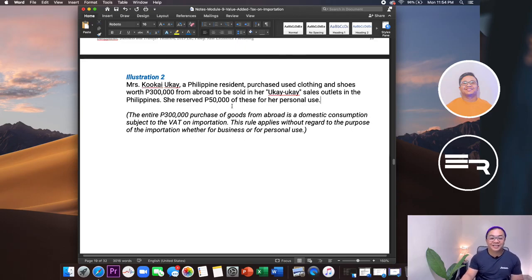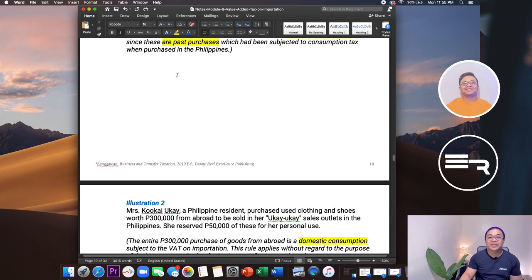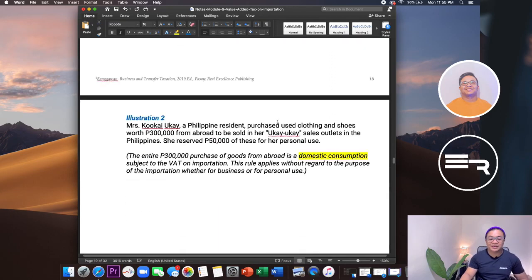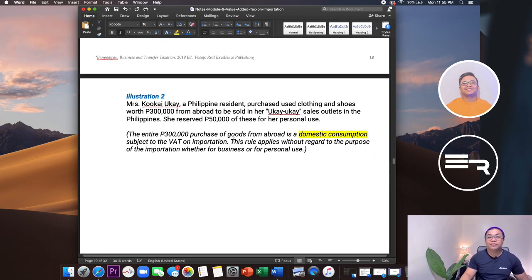Okay, yung import natin, galing sa labas, papasok sa Philippines. The entire 300,000 purchase of goods from abroad is a domestic consumption. Okay? Bakit? Kasi it's not a past purchase here in the Philippines, right? Subject to VAT on importation. This rule applies without regard to the purpose. So, regardless kung anong purpose nun, yung pagbili mo, whether for business or personal use. Regardless yung 50,000 for personal use, it's a domestic consumption.